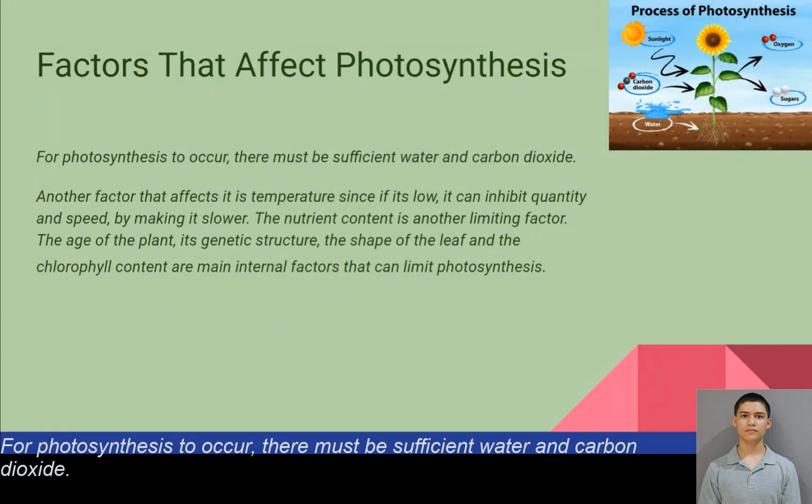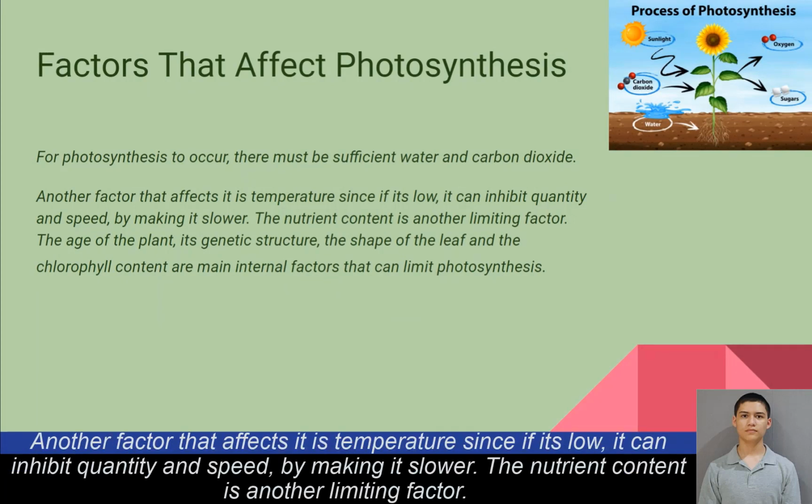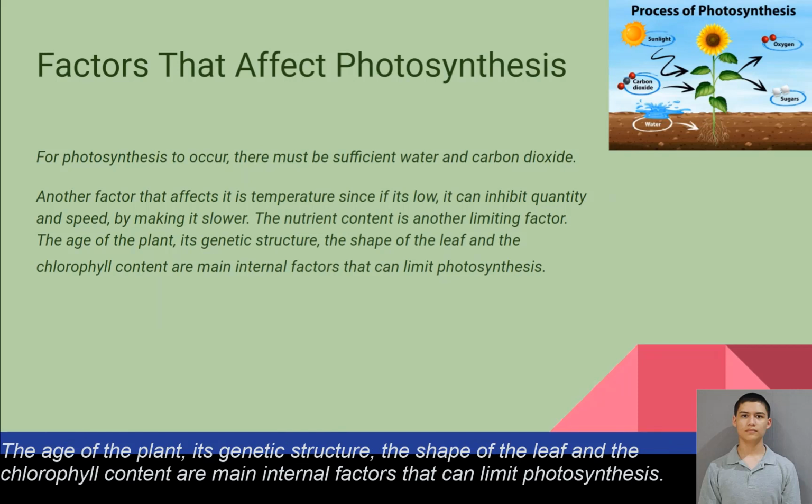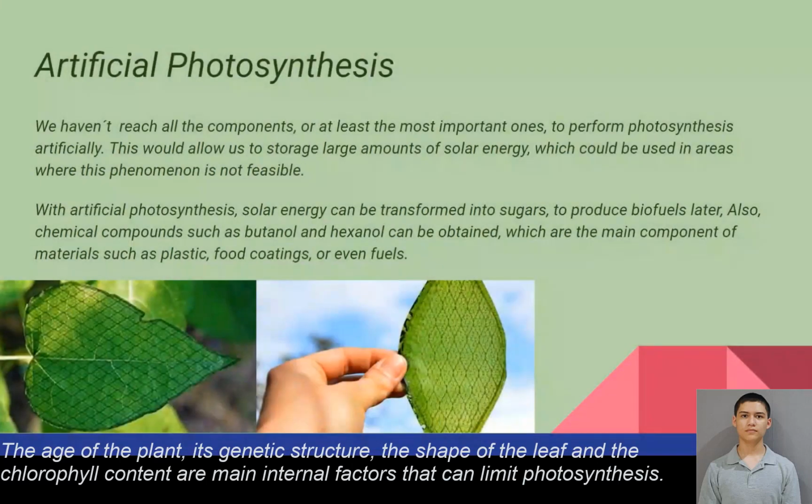Factors that affect photosynthesis. For photosynthesis to occur, there must be sufficient water and carbon dioxide. Another factor that affects it is temperature, since if it is low, it can inhibit quantity and speed by making it slower. The nutrient content is another limiting factor. The age of the plant, its genetic structure, the shape of the leaf, and the chlorophyll content are main internal factors that can limit photosynthesis.